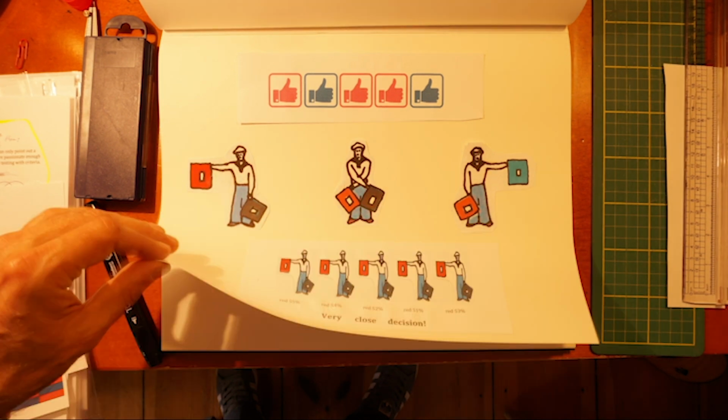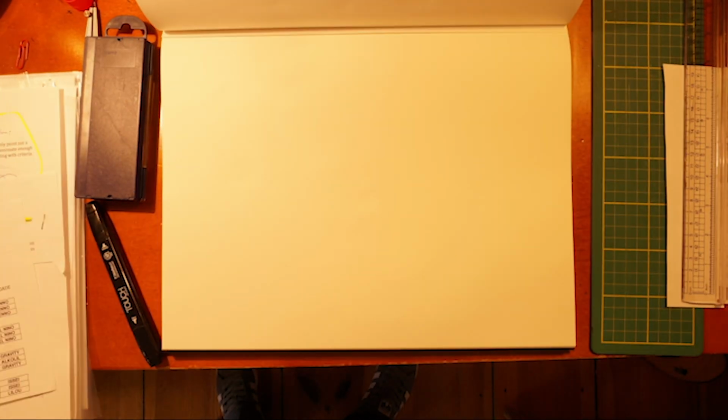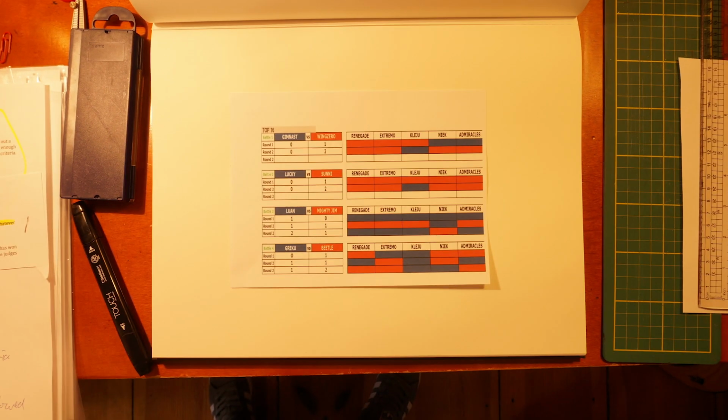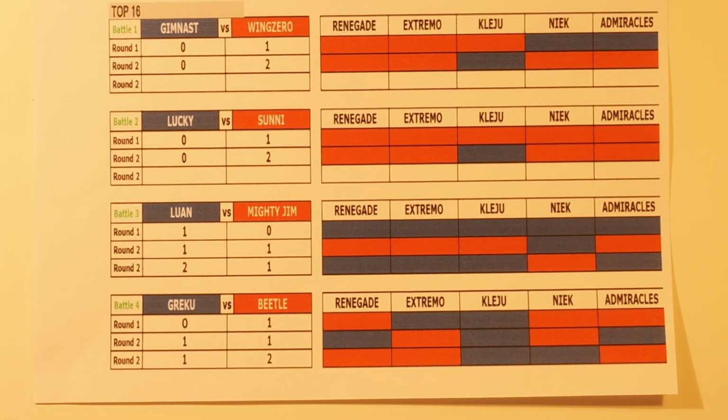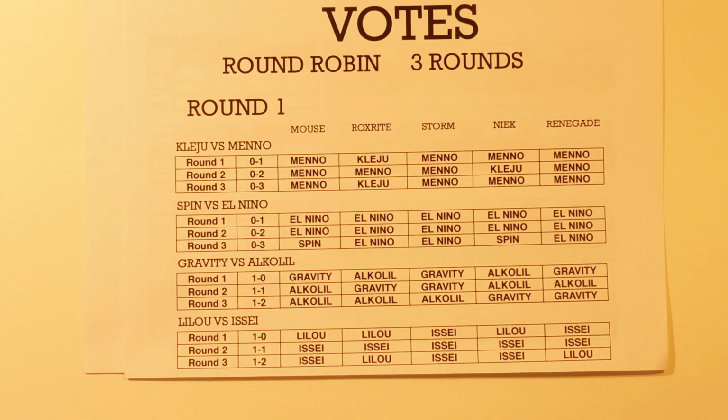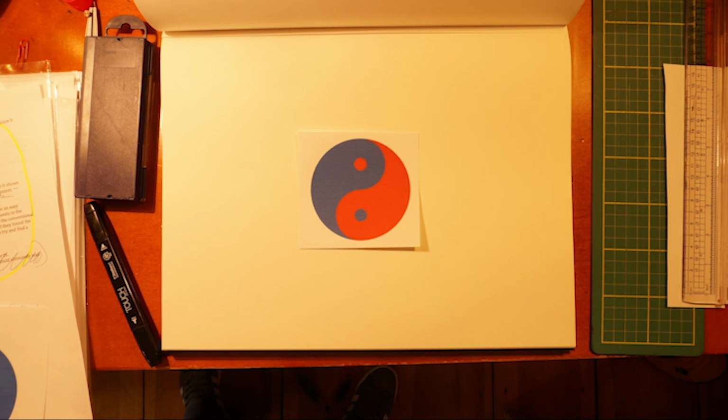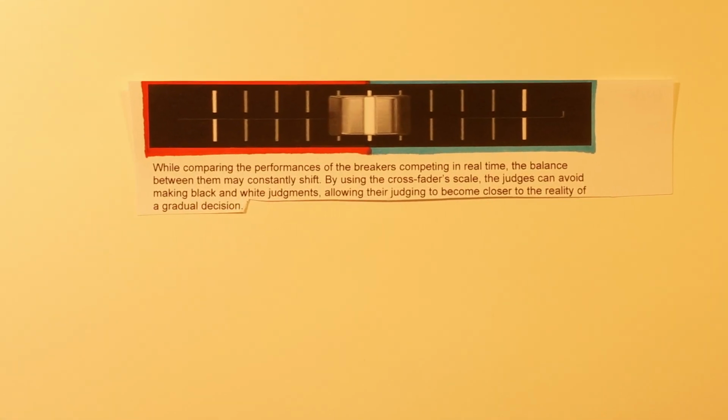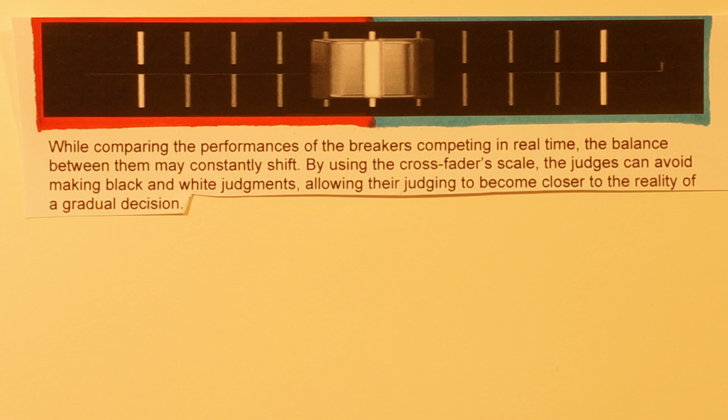The following months we kept juggling around with our criteria. Testing them was definitely not easy, since the system itself only allowed for a winner or a loser. We were deeply in need of a tool that displays more than an absolute duality, since it didn't represent reality at all. That's when we came up with the idea of using a crossfader. While comparing the performances of the breakers competing in real time, the balance between them may constantly shift. By using a crossfader scale, the judges can avoid making black and white judgments, allowing their judging to become closer to the reality of a gradual decision.